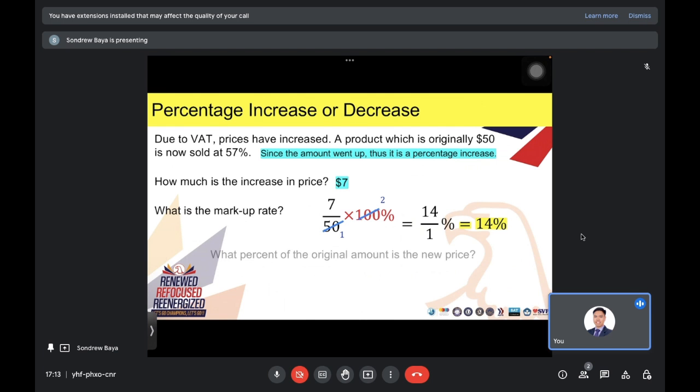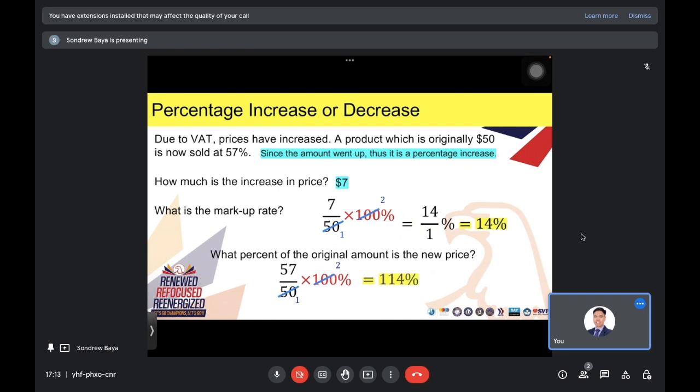What percentage of the original amount is the new price? So here, we are looking at what percent of the original amount the new price is. It is in reference to the original amount still. So the new price is now 57 out of the original, which is 50. In this question, the reference point is still the original amount. That's why we have 57 out of 50. Converting it to percentage, we got 114%.